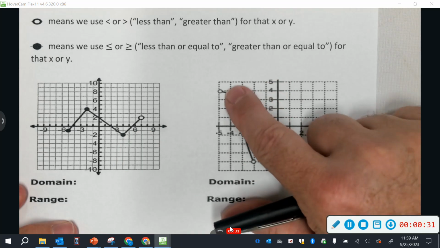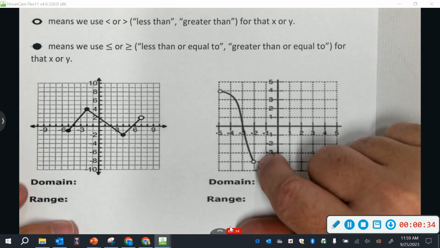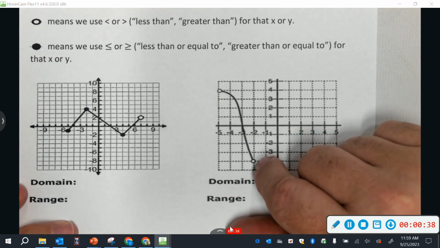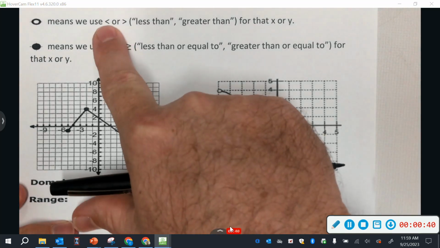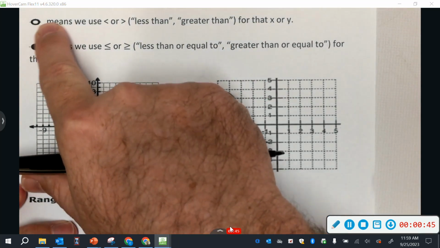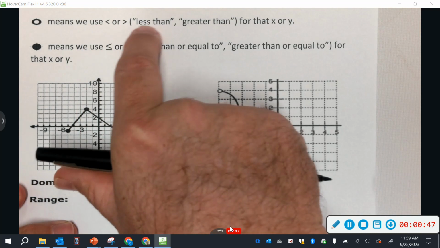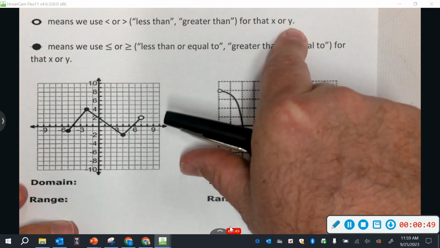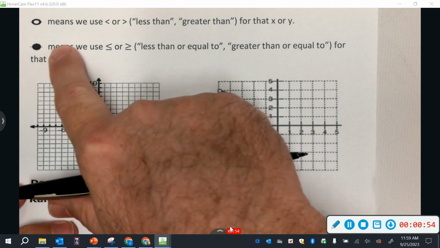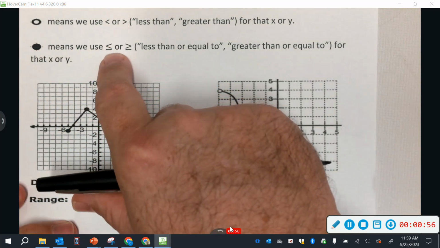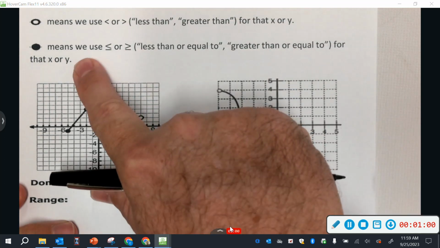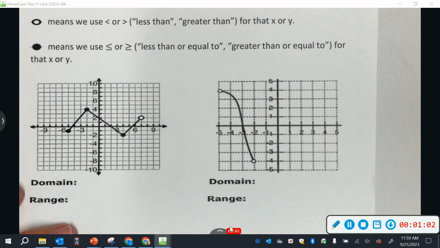Notice over here we have two empty dots, on each side. These empty dots are going to tell us which inequality sign we want to use. If we see an empty dot, that means we're going to use less than or greater than for that x or y value. If we see the filled in dot or closed dot, that means we're going to use less than or equal to or greater than or equal to for that x or y value. So let's look at this first graph here.